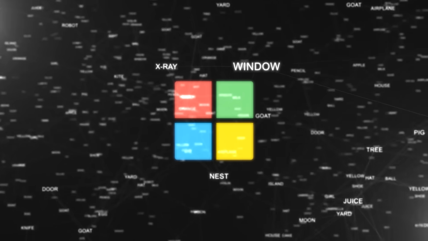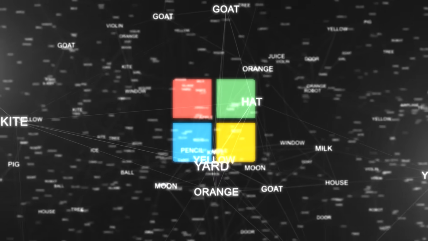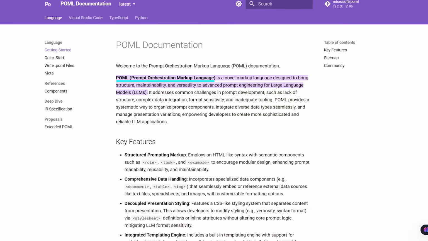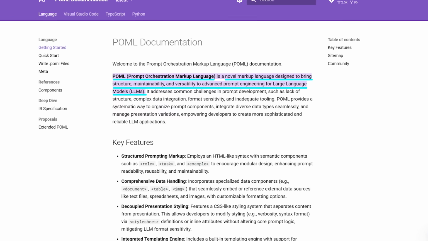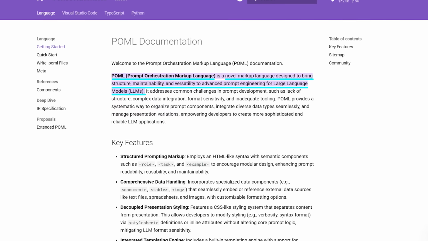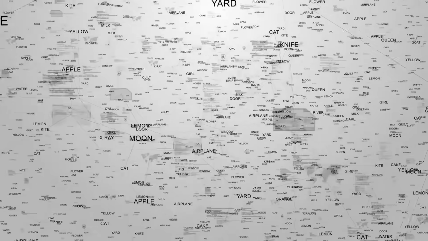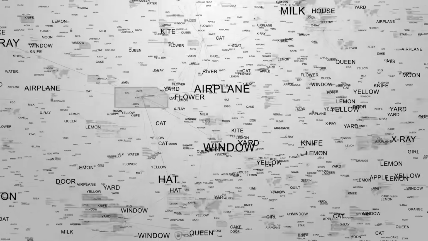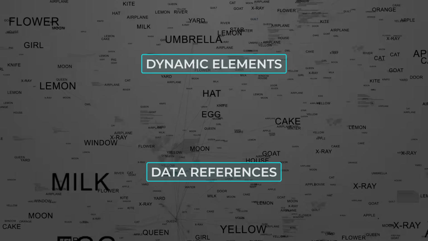Finally, Microsoft's move this week might sound less flashy, but for developers working with LLMs, it's going to be a game-changer. POML, or Prompt Orchestration Markup Language. Think of it as a structured language for building AI prompts, like HTML, but for LLM instructions. Right now, prompts are often just long strings of text, crammed with role definitions, instructions, and examples. They get messy fast, especially when you add dynamic elements or data references.